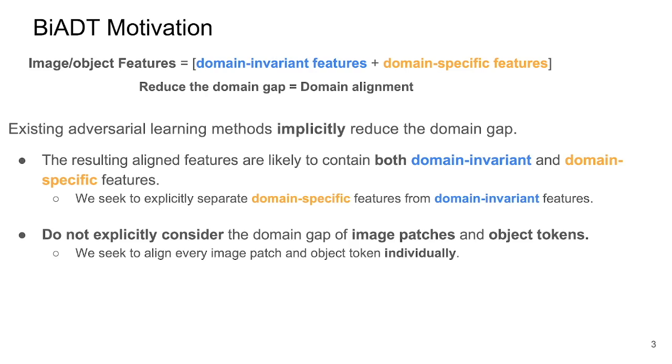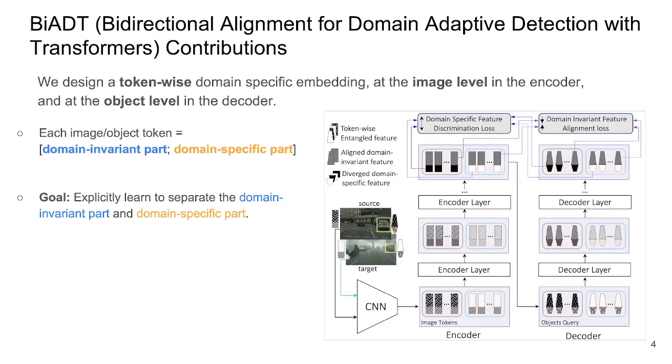In addition, these existing methods do not explicitly consider the domain gap of image patches and object tokens. In this work, we seek to align every image patch and every object token individually. Based on these two motivations, we proposed a model called BIDT, in which we design a token-wise domain-specific embedding at the image level in the encoder and at the object level in the decoder, as shown in this figure.